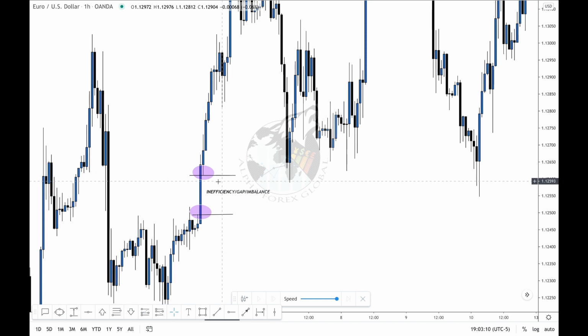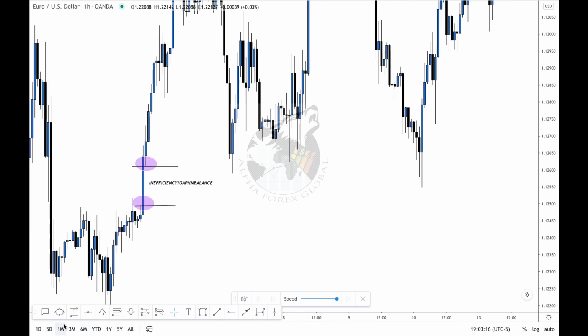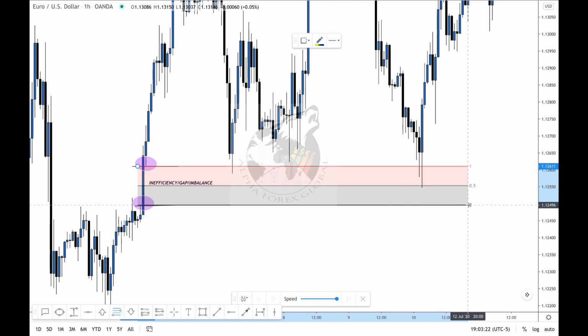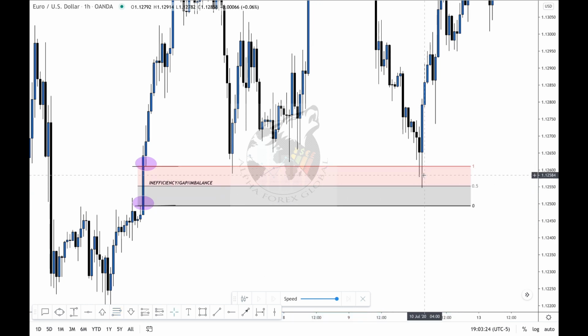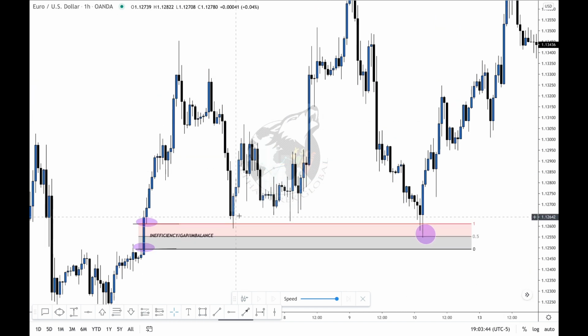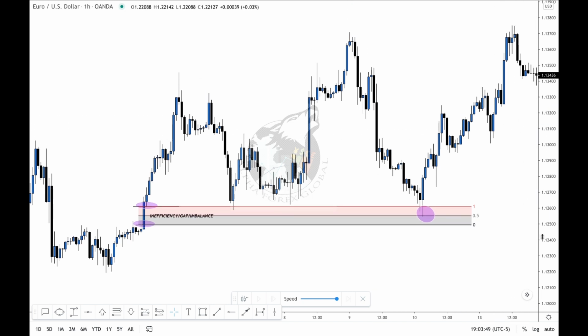Once it hits right here, it is not filled. If I pull my 50% tool on this inefficient area, notice the market came back to 50% right here and mitigates. So you can use inefficiency as an entry technique, or you can just use it as a point of interest. And just like with other blocks, you need to be following the trend, so more continuation than reversals.